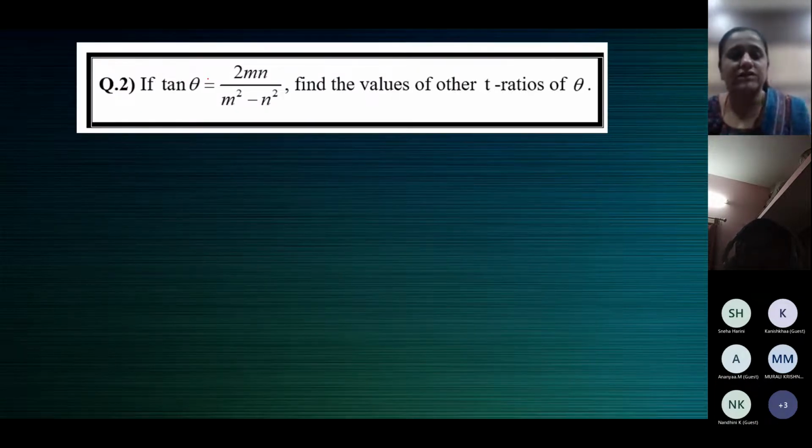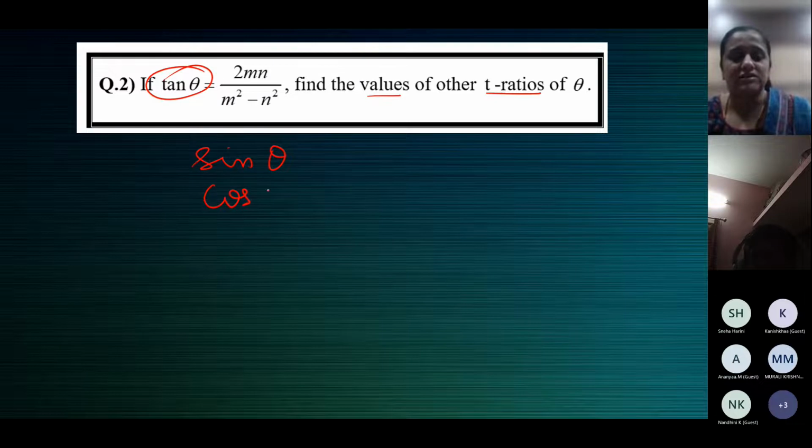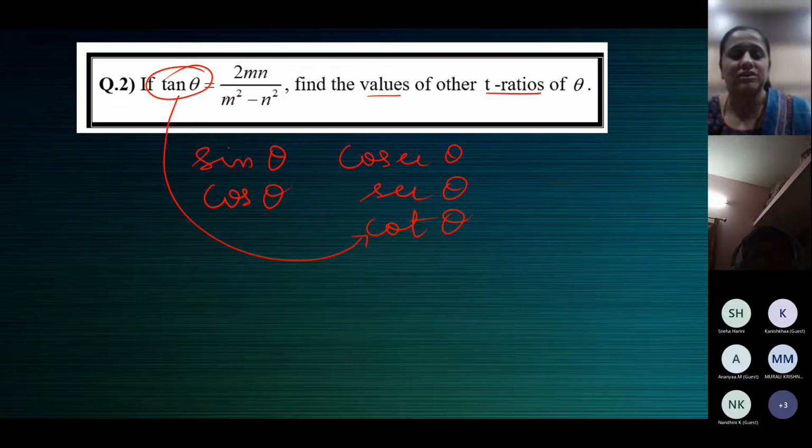In the next question, we were given one trigonometric ratio, tan theta. Given tan theta, we had to find the values of the other t ratios of theta: sine theta, cos theta, cosecant theta, secant theta, and cot theta. When we have tan theta, we immediately have cot theta also, because the reciprocal of tan theta is cot theta. So if tan theta is 2mn by m square minus n square, then cot theta is m square minus n square by 2mn.